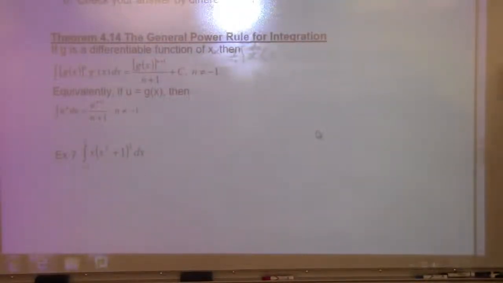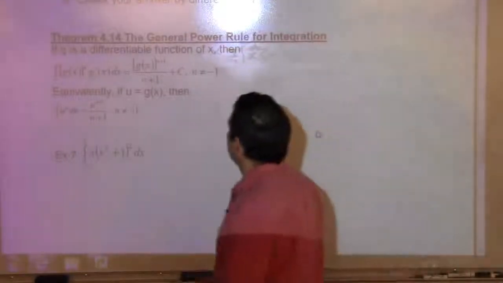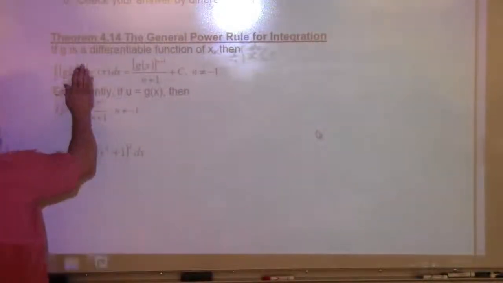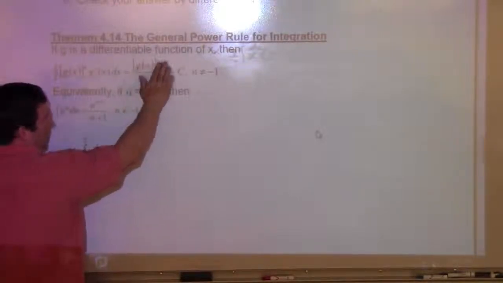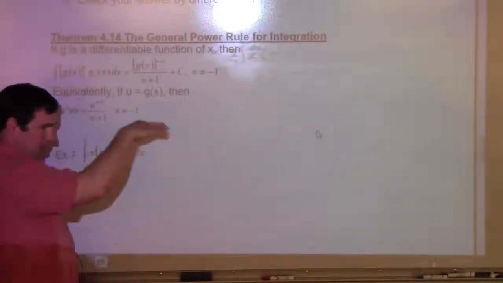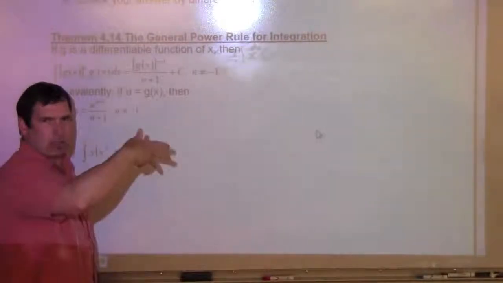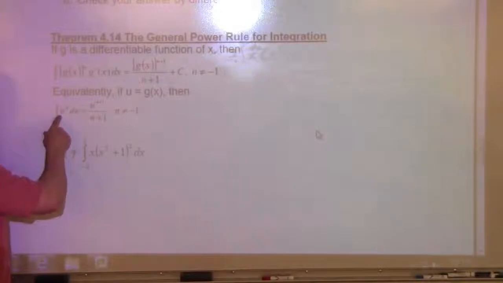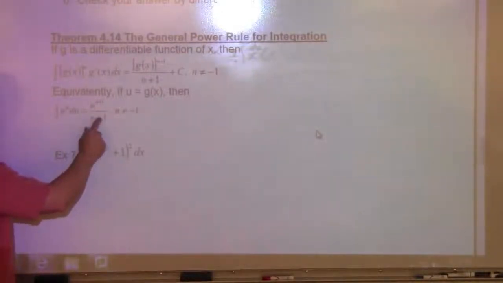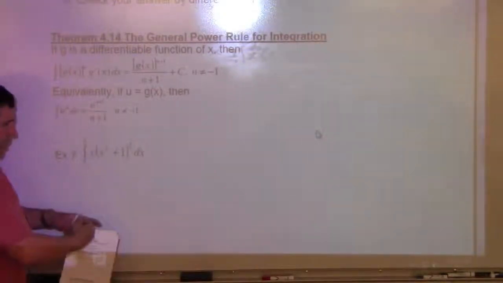Theorem 4.14, the general power rule for integration. If you ever have some function to the n power times the derivative of that function, that's just going to be the function to the n plus 1 over n plus 1. It's just a restatement of this substitution when we have a power function. So u to the n du is u to the n plus 1 over n plus 1. And this should say plus c.